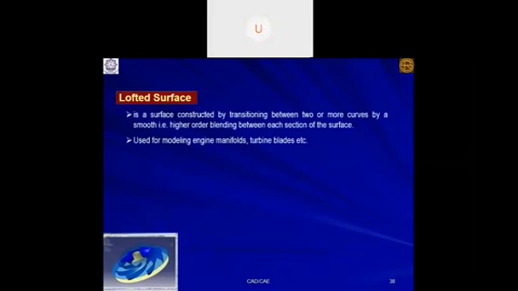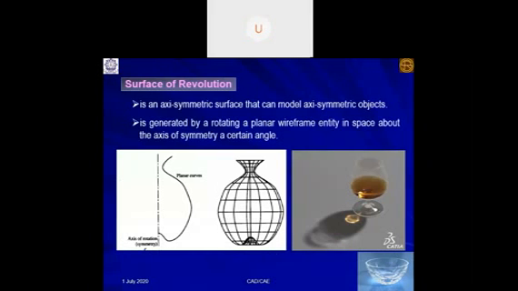There are the lofted surfaces. So it is basically the surface constructed by transitioning between two or more curves by a smooth and higher order blending between each section of the surface. So next one is the surface of revolution. Axis symmetry objects can be created by the surface of revolution. So you draw 50% of your curve segment of the surface, and you rotate it with respect to an axis of rotation. You will get the axis symmetry surface. So the example I have shown here.